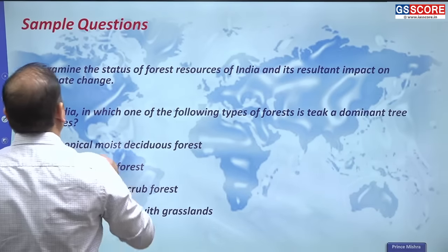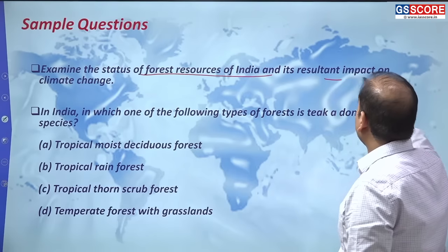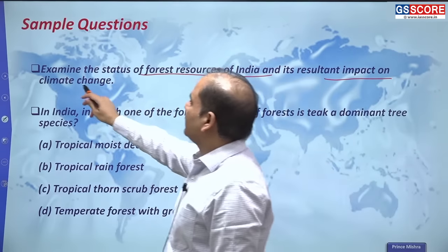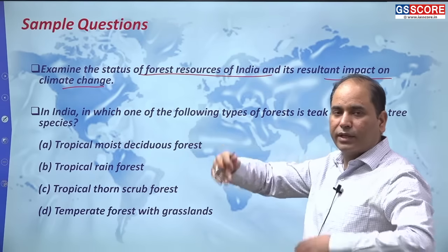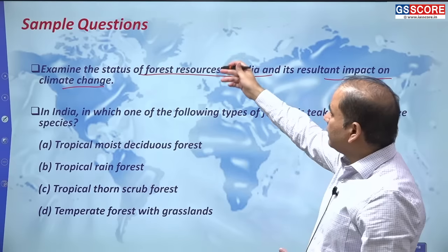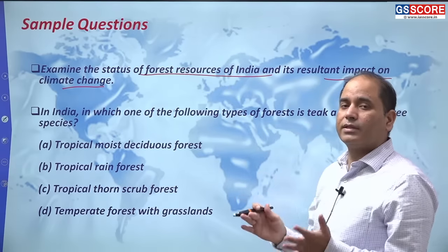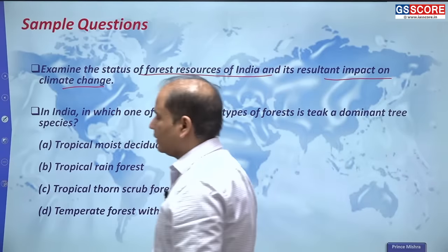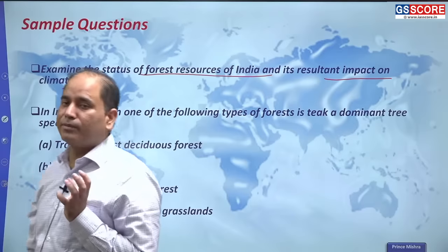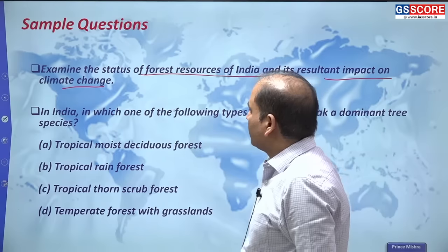Like, examine the status of forest resource of India and its resultant impact on climate change. So, questions generally, they can ask you direct questions related to the forest, but also they will mix up the forest and the climate, forest and the physiography. Like in this question you will find they are touching two very important areas. Now, in prelims also you can look out for one question.